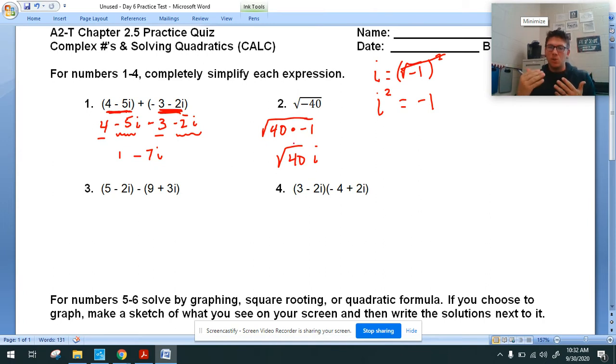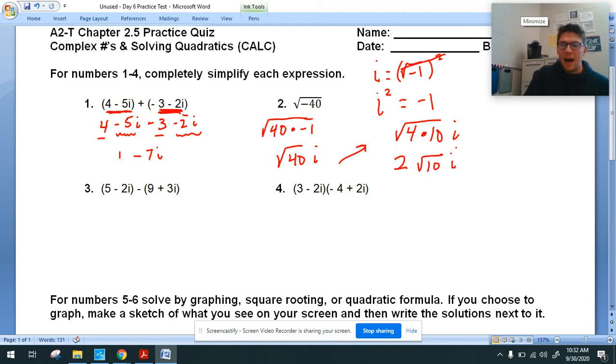But now we have to take it a step further, and we need to break apart the number 40. So we use our perfect squares, 4, 9, 16, 25, 36, and we try to break apart the number 40. That's equivalent to 4 times 10. Don't forget about the i. Square root each of those numbers on the inside, and you get 2 square root 10 i. That is its reduced version.